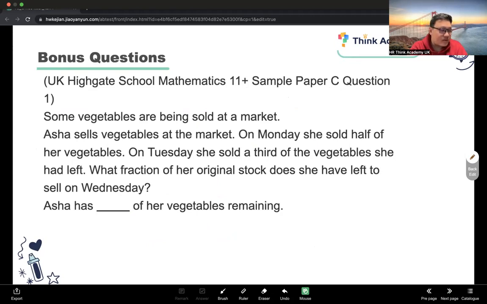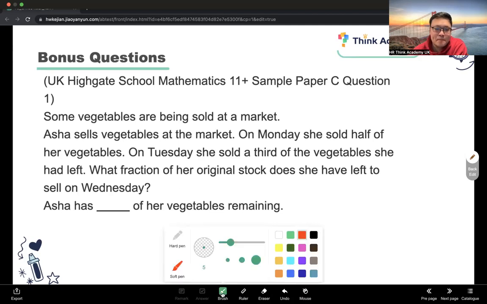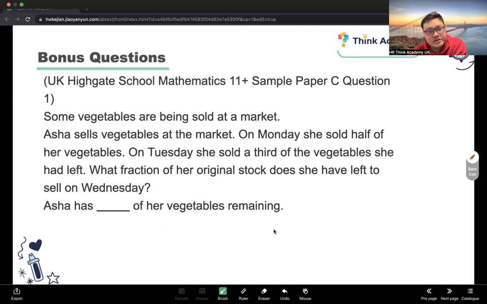Okay, for this one, I think I got 1/3, 1/6, 5/6. Is that 1/6? The question is, what fraction of her original stock does she have left to sell on Wednesday? Okay, guys, I think the answer should be 1/3. Let's see. It's 1/3. It's not 1/6. Let's see why it is 1/3.